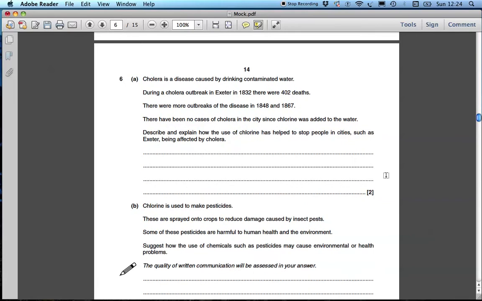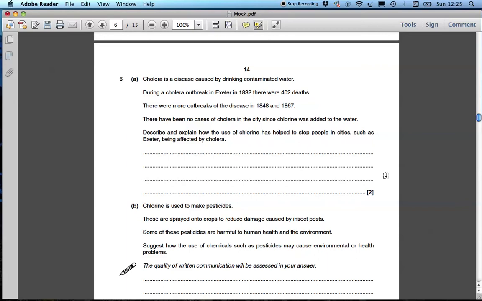Then we moved on to a question about chlorination. I think you'll find this in C3. And you're being asked to describe and explain how the use of chlorine has helped to stop people in cities such as Exeter being affected by cholera. So 2 marks, so they're looking for 2 points. The first point is that cholera is caused by a bacteria. The second point was for saying that chlorine kills bacteria.